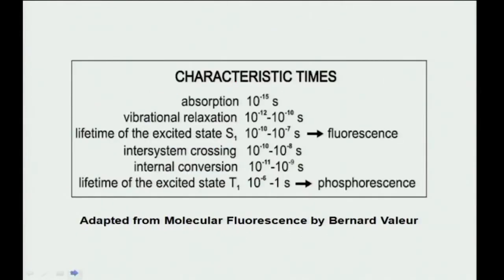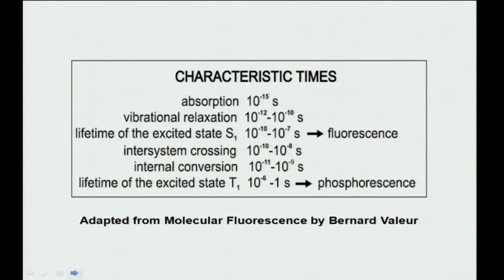So let's look at the characteristic times now. Absorption, about 10 to the minus 15 seconds. Vibrational relaxation, 10 to the minus 12 to 10 to the minus 13 seconds. Fluorescence, that is the lifetime of the excited state, can vary from 10 to the minus 10 to 10 to the minus 7 seconds. So you can see that even before fluorescence happens, your vibrational relaxation is much faster. Remember I said that it always has to go to the V equals 0 state. Similarly, intersystem crossing is 10 to the minus 10 to 10 to the minus 6 seconds.